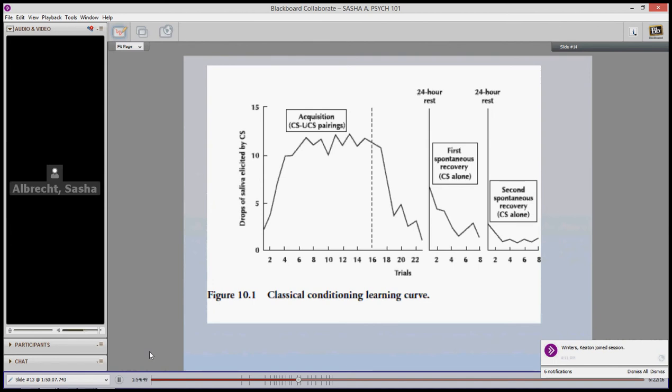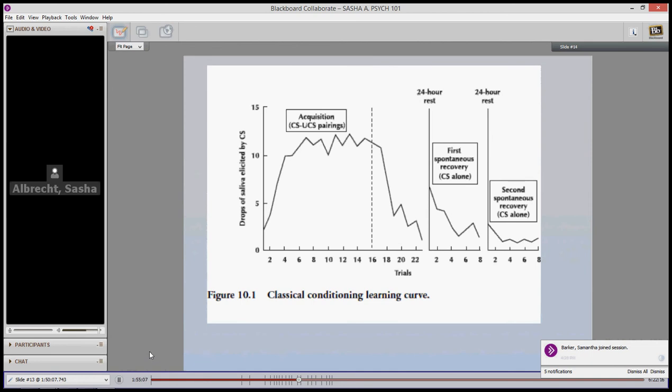You're ringing the bell, you're giving the food. Ringing the bell, giving the food. Over and over again, so that the dogs learn to pair these two stimuli. Then all of a sudden we stop giving the food, and we just have the conditioned stimulus. We just ring the bell and we don't give the dogs the food.